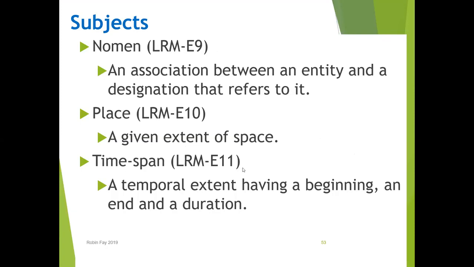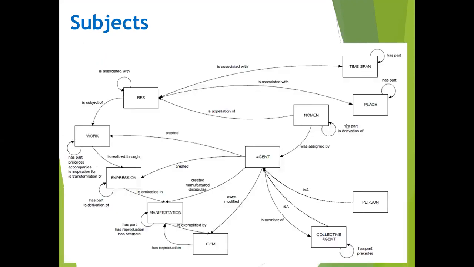So in subjects, we have nomen, which is an association between an entity and the designation that refers to it. So that can include just about everything. Place, a given extent of space, and then time span is also where we will see events slide in sometimes. I think this is one of those areas we're still working out in terms of where we're going to fit things, because we do have time span associated with an event that has a beginning, an end, and a duration. And so that falls very closely into where we would put events.